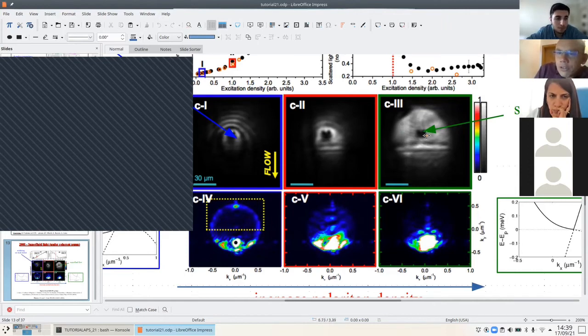So one goes from a superfluid light regime to a non-superfluid regime just by increasing the speed of light, as compared, of course, to the Landau speed in the fluid.